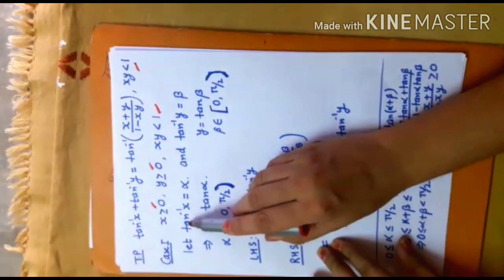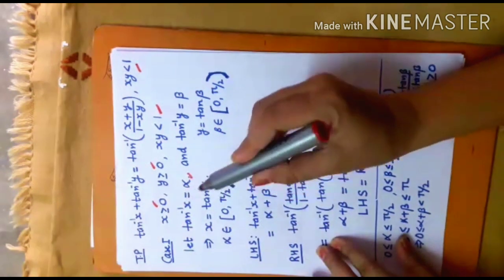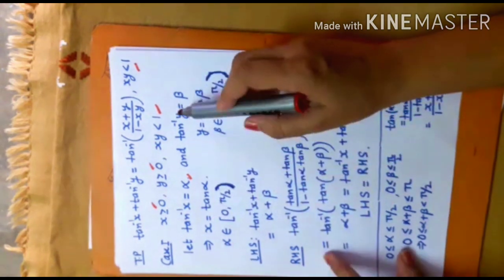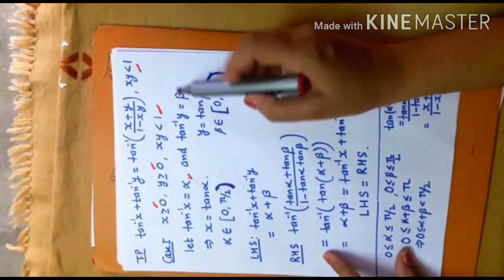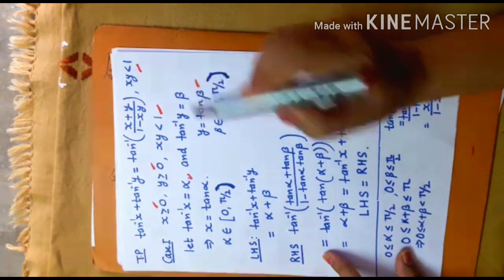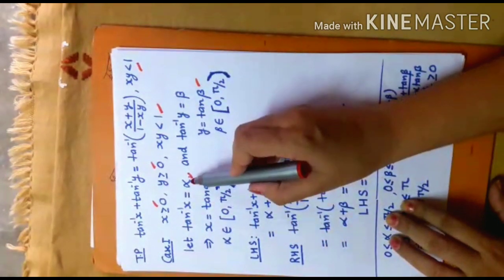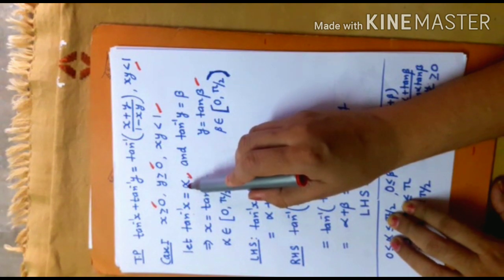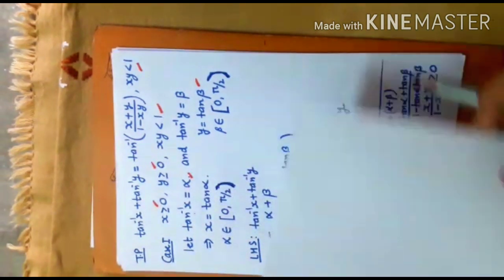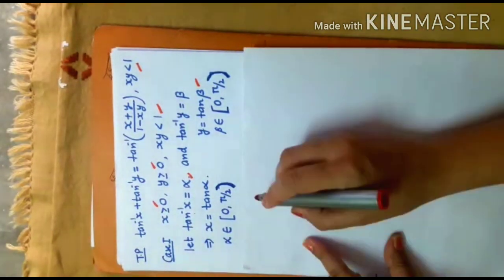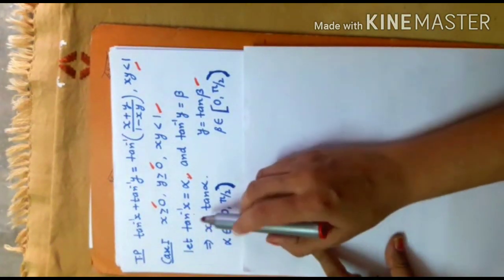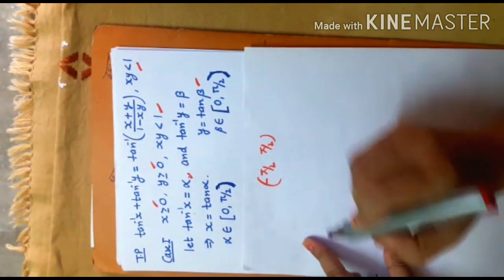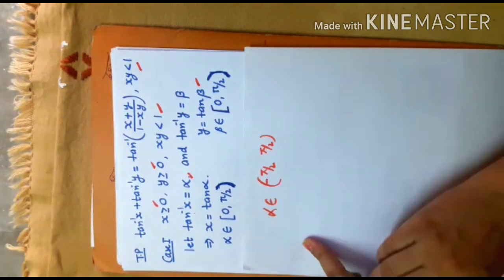So here let tan inverse x be equal to alpha. So x will be equal to tan alpha, and let tan inverse y be beta. So y will be equal to tan beta. Now look here. Here tan inverse x is alpha. So alpha will belong to the range of tan inverse x, and we know that the range of tan inverse x is the open interval minus pi by 2 to pi by 2. So alpha should belong to this.